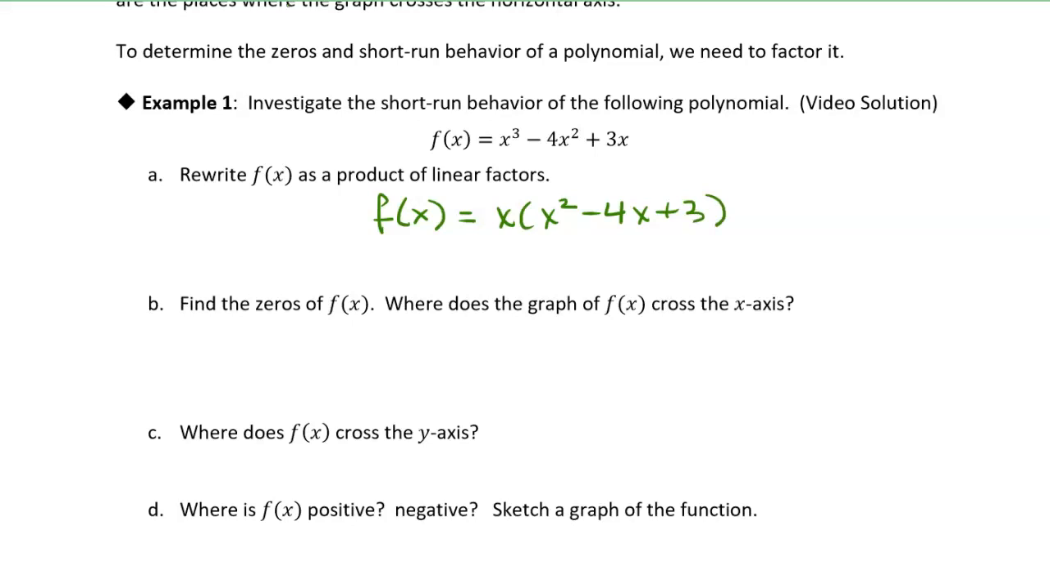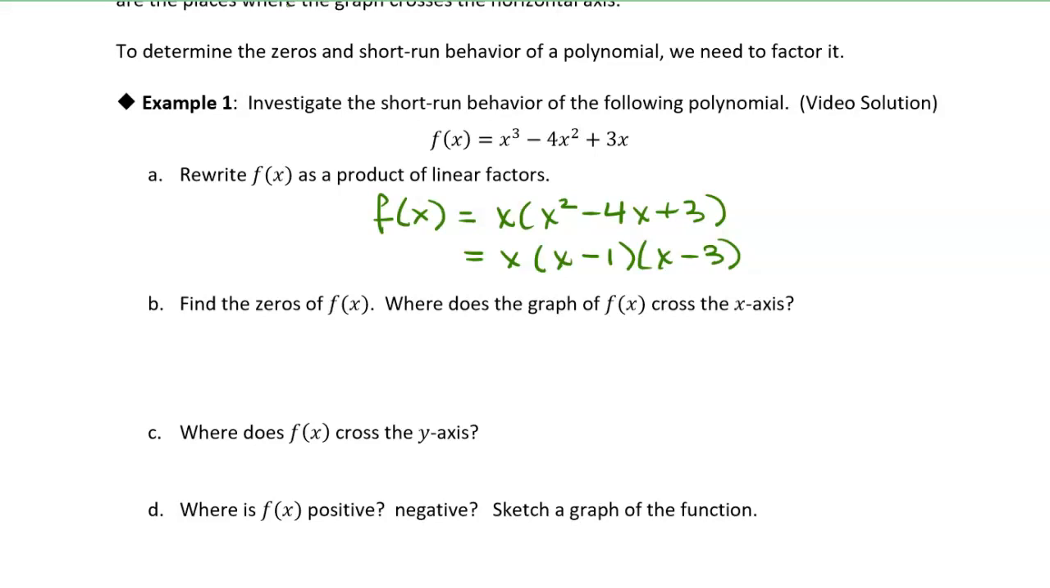Now I have a quadratic that I can factor. And so I'm looking for factors of 3 that add to negative 4. So if I look at x minus 1 and x minus 3, okay, that will multiply out. X minus 1 times x minus 3 will give me that quadratic. All right, so now I have the function in factored form. And now I want to find the zeros of the function.